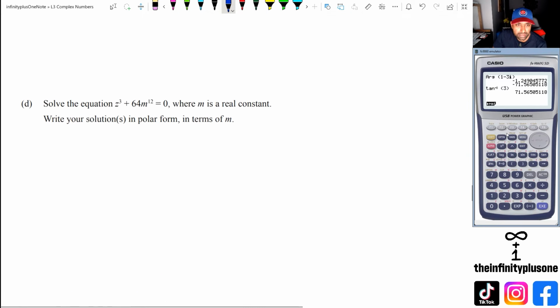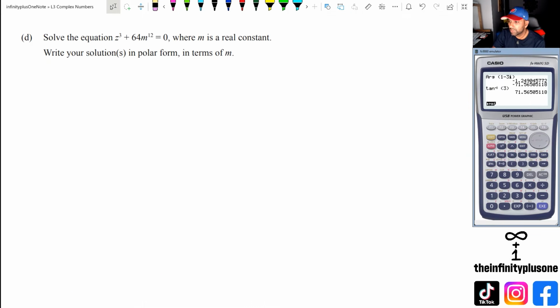All right, so next question here. Now with this particular question, I know that I always do this in a slightly different way, but if you have a method that works for you, by all means stick to that. The way I do this is I convert this to r cis theta format first, and then once I figure out my first root, I just add whatever angles I need to add. So let me show you what I mean.